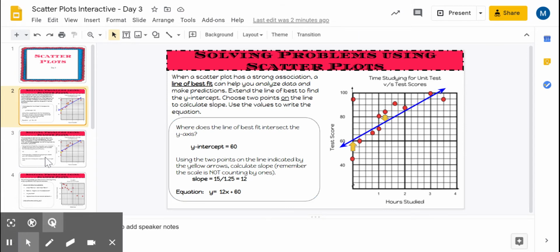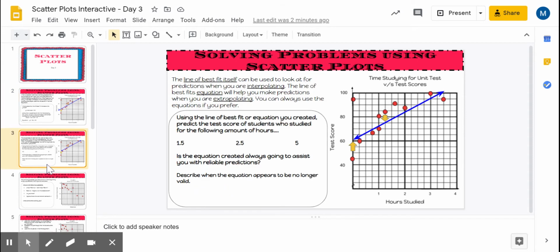All right, let's move on to slide 3. It's the same graph, it's the same scatter plot. So I want to recopy my equation because we're going to use it. So I'm grabbing a text box and I'm going to fill in y equals 12x plus 60. All right, I'm just keeping that in mind.